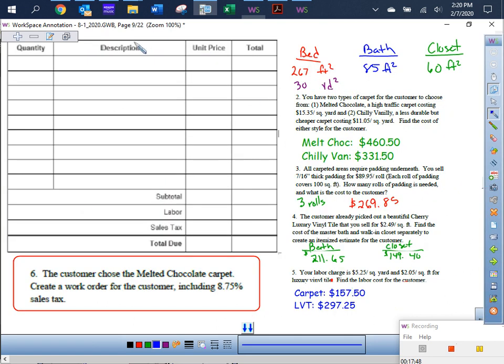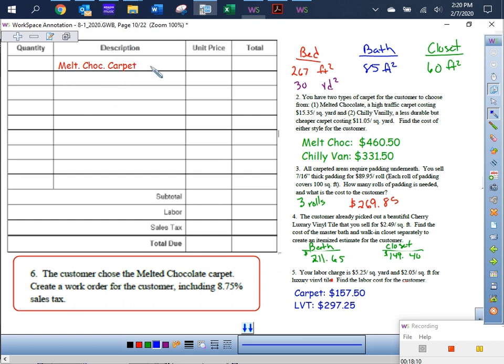Now it's time to create this work order. So the customer chose melted chocolate carpet. Remember, they had a choice, so they chose this. Create a work order for the customer, including 8.75% sales tax. So this is what the customer really sees. We're giving them an estimate, so we'll just fill things out. Let's do the first one together. The first thing is they chose the melted chocolate carpet, right? So you can abbreviate it in there, but that's the description.